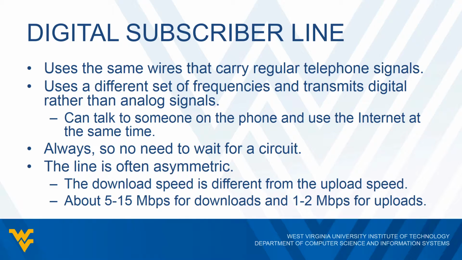Typical DSL speeds are about 5 to 15 million bits per second, which we denote as Mbps or megabits per second. And then upload speeds are usually around 1 to 2 megabits per second. And this is still a lot faster than dial-up modems.